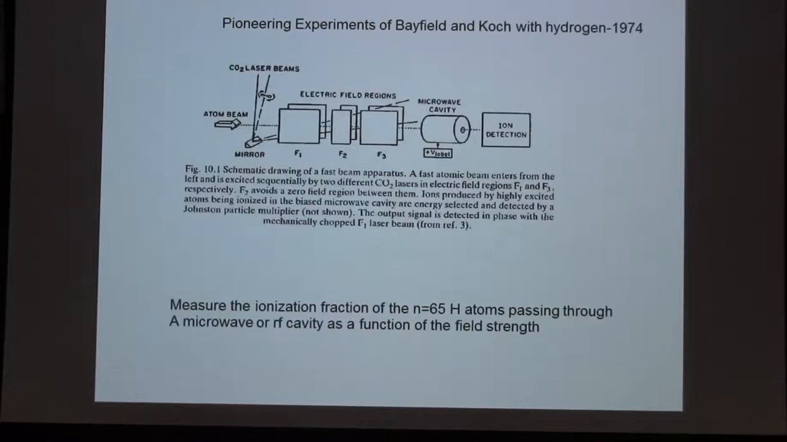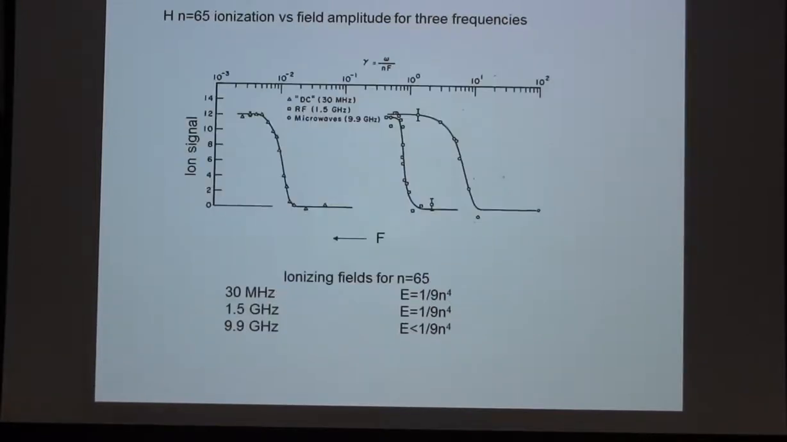The first experiments like this were not done by us, but were done by Jim Bayfield and Peter Koch in 1974. They passed a fast beam. The basic idea of this experiment is to make n equals 65 hydrogen atoms. It was a band of states. And they passed it through a microwave cavity, and they looked for ionization as a function of the microwave field strength at several frequencies. And what they observed is shown here.